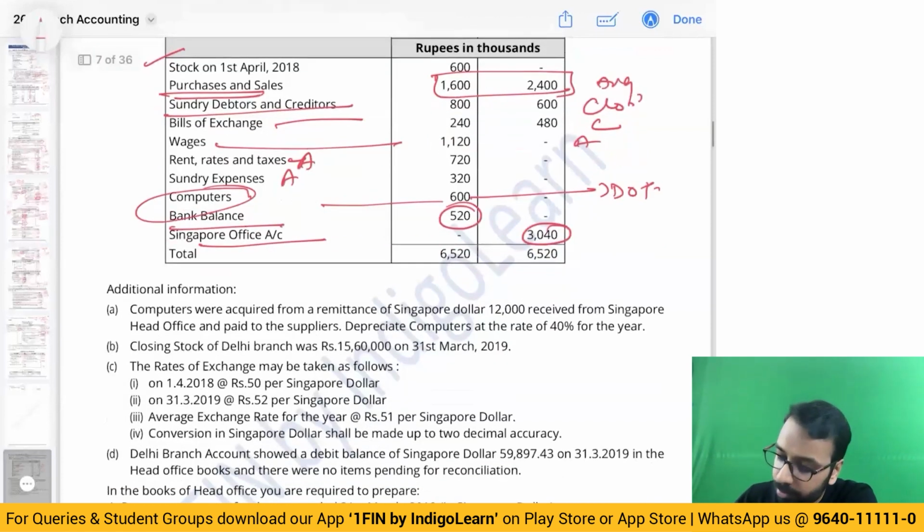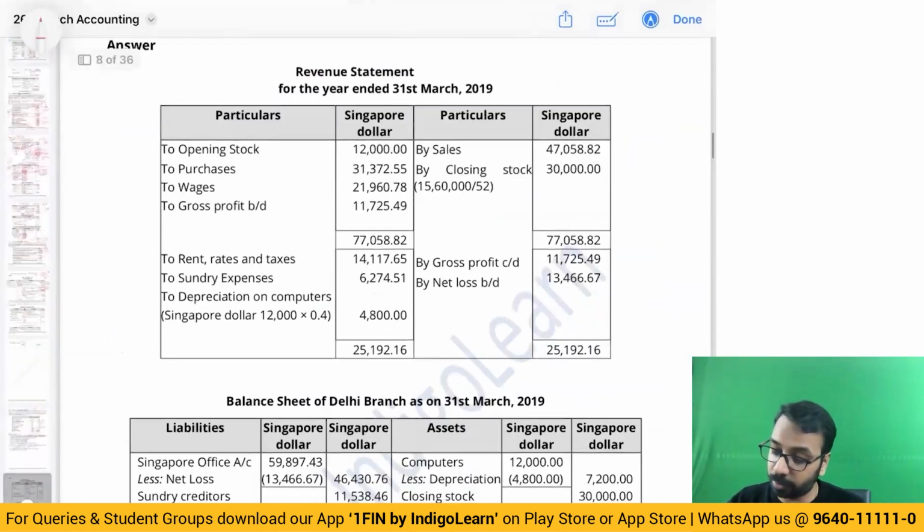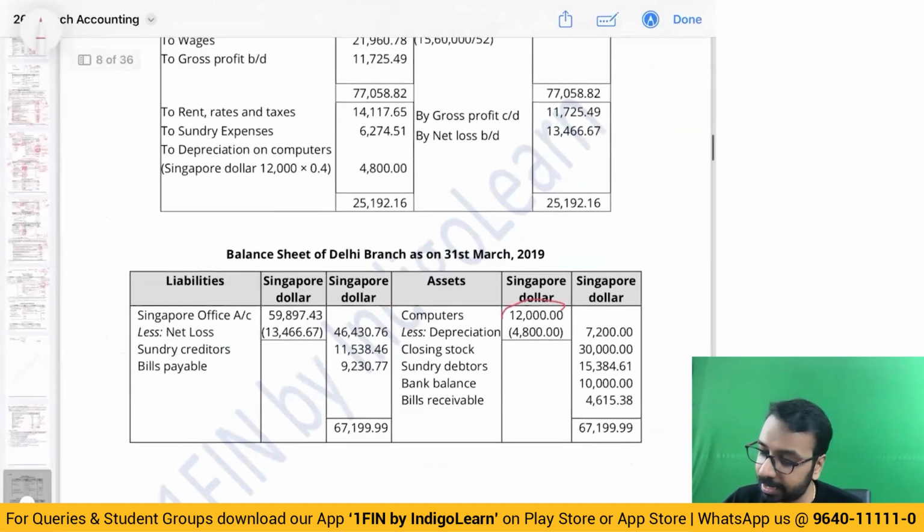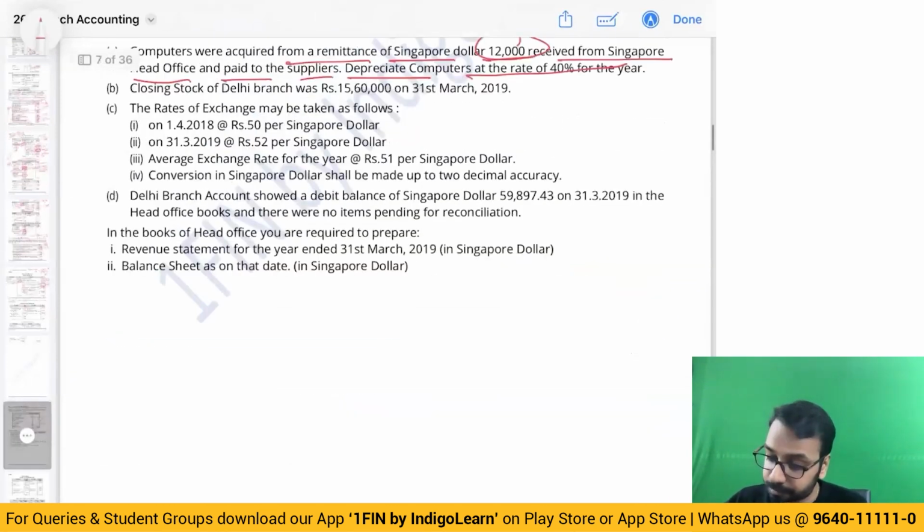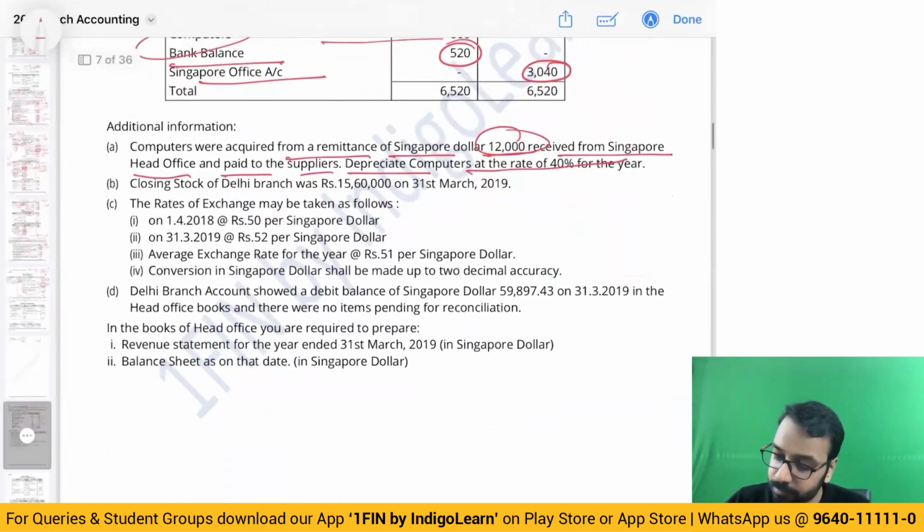Computers were acquired from a remittance of Singapore dollar 12,000 received from Singapore head office and paid to the suppliers. Depreciate computers at the rate of 40%. So the cost itself is $12,000. So directly for the fixed asset you can take $12,000, because that is the amount incurred in their original currency terms, that is, in head office terms. Depreciate computers at the rate of 40%, so on this 12,000, take 40% and depreciate.